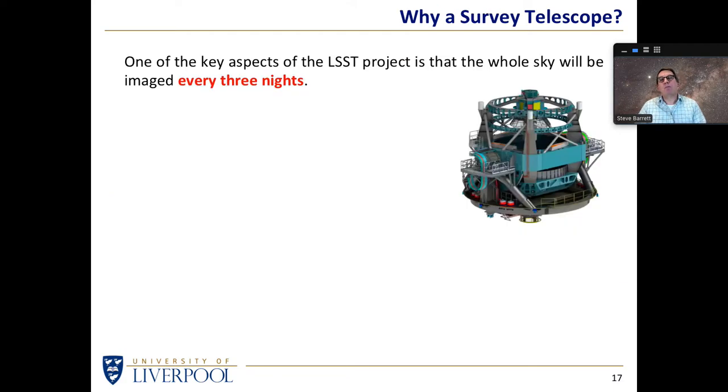So one of the key aspects of the project is that the whole sky will be imaged every 3 nights. Remember, the Palomar survey effectively imaged the entire sky that could be seen from Palomar, but it took a decade. The LSST will cover all of the sky that can be seen from the observatory in 3 nights. In other words, it'll cover approximately 1/3 of the sky every night.